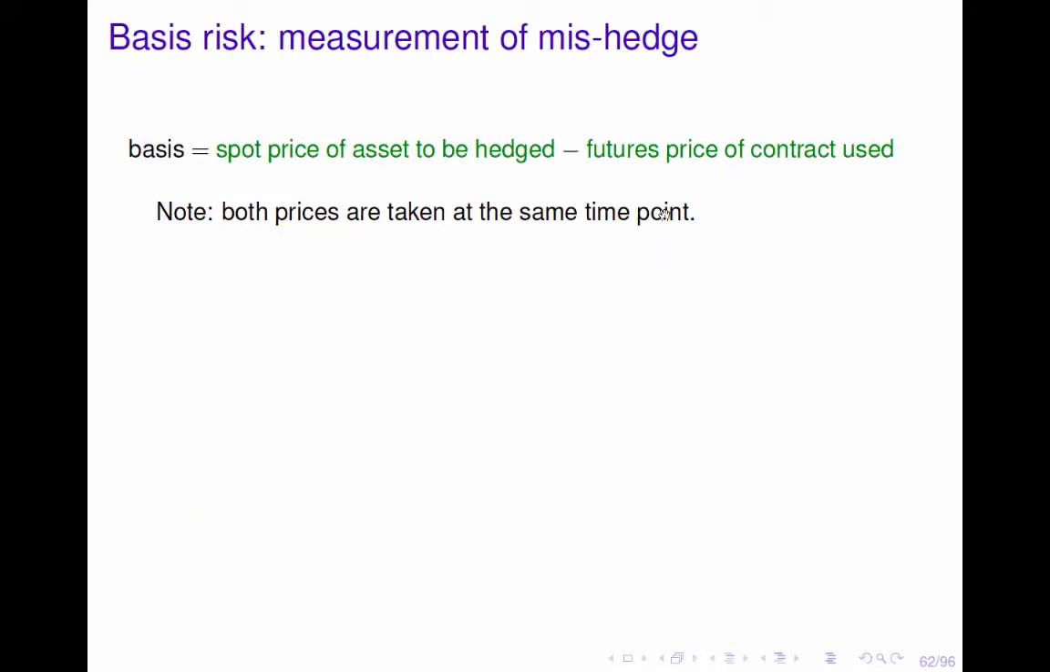In order to measure mishedge, we'll introduce the concept of basis risk. The so-called basis is the difference between the spot price of the asset to be hedged and the futures price of the contract used for hedge. Note that both prices are taken at the same time point.